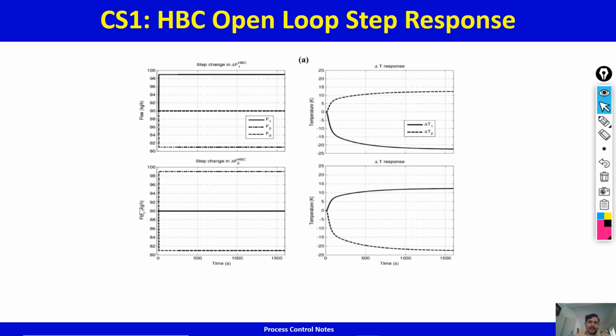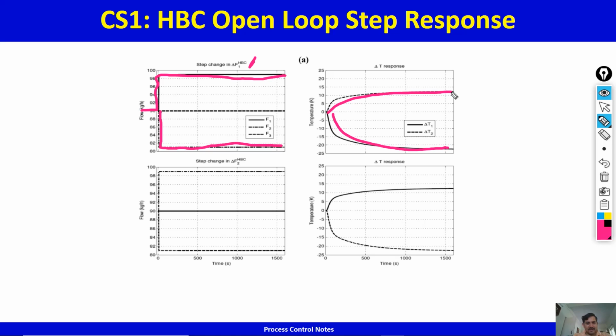Now let's start looking at CS1. In CS1, if this HBC that is written here, this is change made in F1 by the heat balance controller. So if heat balance controller increases F1 like this, automatically F2 is decreased by the same amount, so F dot remains the same. And you can see the argument that I gave, you can see that delta T1 decreases and delta T2 consequently increases.